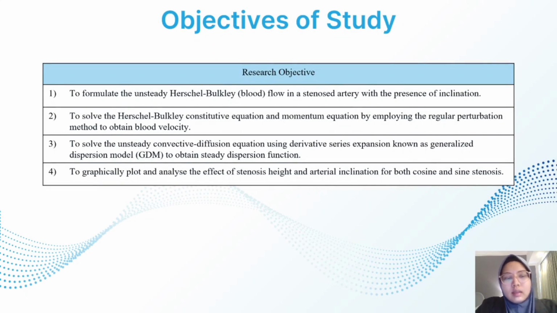The objective of this study is first to formulate the unsteady Herschel-Bulkley, which represents the blood, in a stenosed artery with the presence of inclination. Second is to solve the Herschel-Bulkley constitutive equation and momentum equation by employing the regular perturbation method to obtain blood velocity. And third, to solve the unsteady convective diffusion equation using the derivative series expansion known as generalized dispersion model (GDM) to obtain steady dispersion function. And lastly, to graphically plot and analyze the effect of stenosis height and arterial inclination for both cosine and sine stenosis.